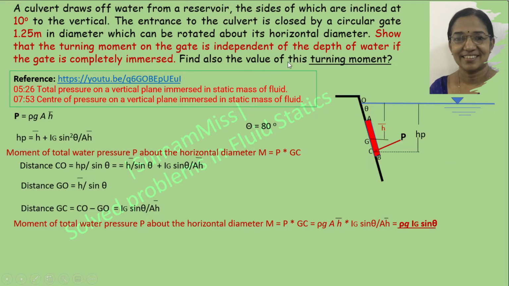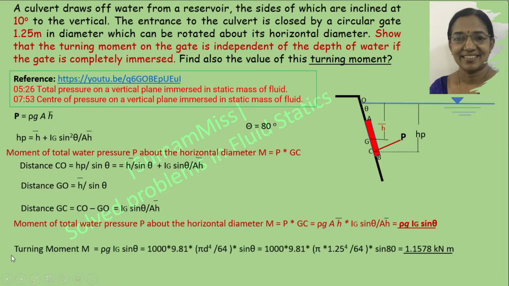Next step is to calculate the value of this turning moment. Theta is equal to 80 degrees. Ig, the moment of inertia of this circular plate, is equal to pi d raised to 4 by 64. The diameter of the circular plate is given to you. So turning moment M is equal to rho g into Ig into sin theta. Rho means density of water, that is 1000, into 9.81 into Ig, that is pi d raised to 4 by 64, into sin theta. Substituting the corresponding values, the turning moment is calculated as 1.1578 kilonewton meter.